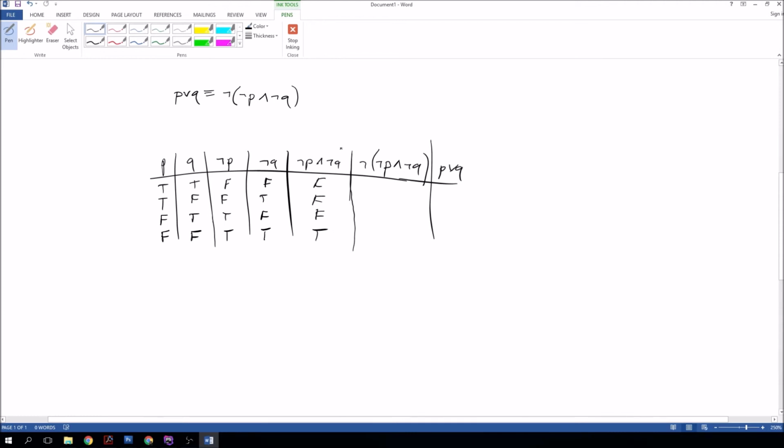And then the negation of this column would be just the opposite. True, true, true, false. And P or Q, true or true is true. True or false is true. False or true is true, false or false is false. And as you can see, if we compare this column to this column, well guess what? All of the truth values are identical. So that is one way that you would prove that P or Q is logically equivalent to not P and not Q.